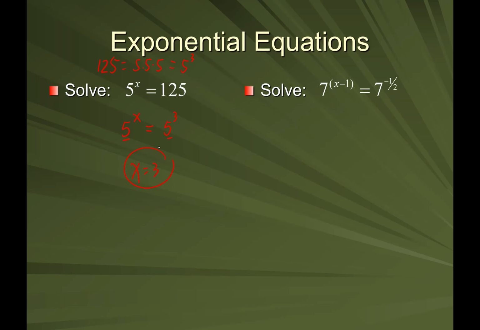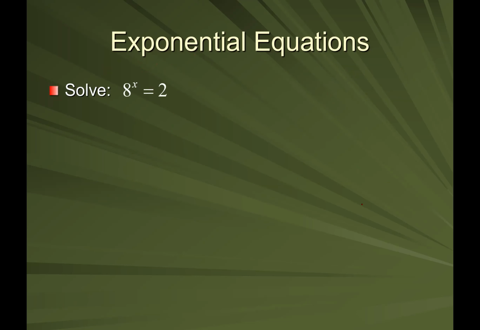And the second one, you see the bases are the same already. That means the powers must be the same. x minus 1 must be equal to negative half. Then from there, you're just adding 1 to both sides of the equation. Then x equals negative half plus 1. 1 is equal to 2 over 2. So it's half. All right, so these are very simple exponential equations.